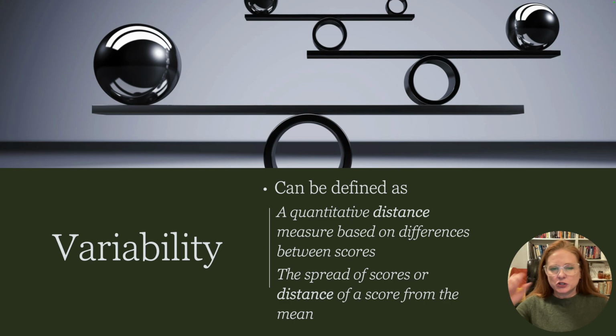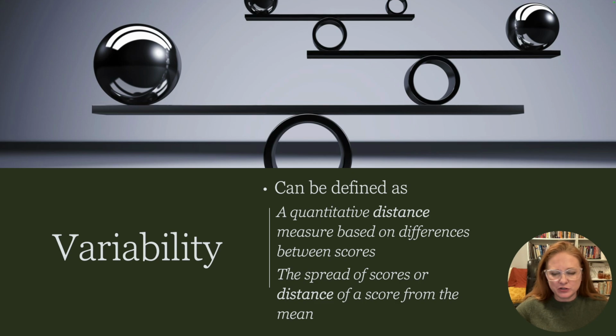Okay, so what is variability? Variability can be easily described as just a quantitative distance, right? How far apart, how close together are your scores? So it's a quantitative distance, it's a measurement, and it's based on the differences of your scores. Okay, so you the statistician, you the scientist, the psychologist, the person gathering all the scores: how far apart, how closely clustered together are your scores.